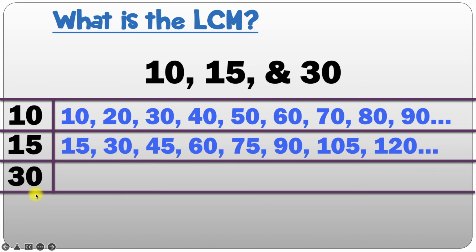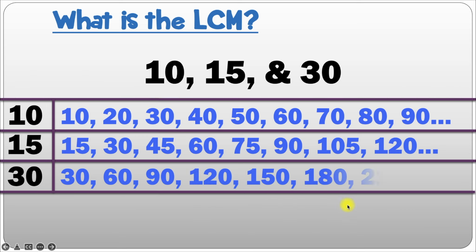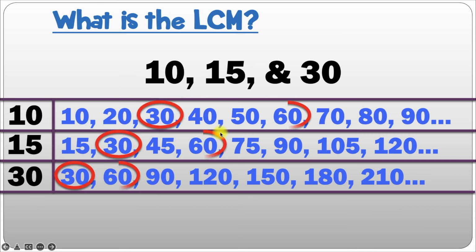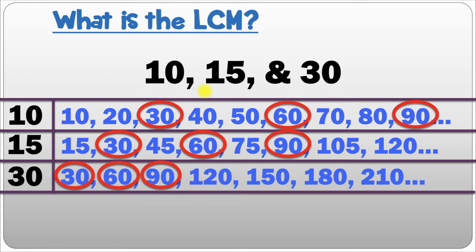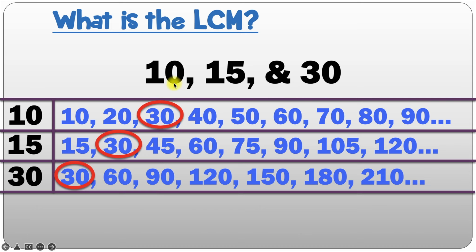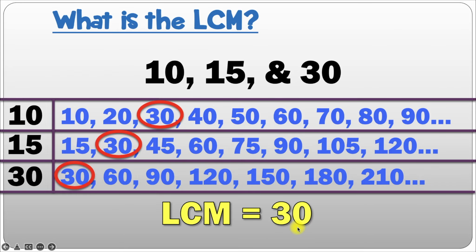And the multiples of 30 are 30, 60, 90, 120, 150, 180, 210, and those go on and on and on. So do we have any common multiples here? Well, I see 30, I also see 60, and I also see 90. But remember that we're looking for the LCM, and that's the least or lowest common multiple, which means we don't care about any of these except the smallest. Therefore, our LCM for 10, 15, and 30 is 30.